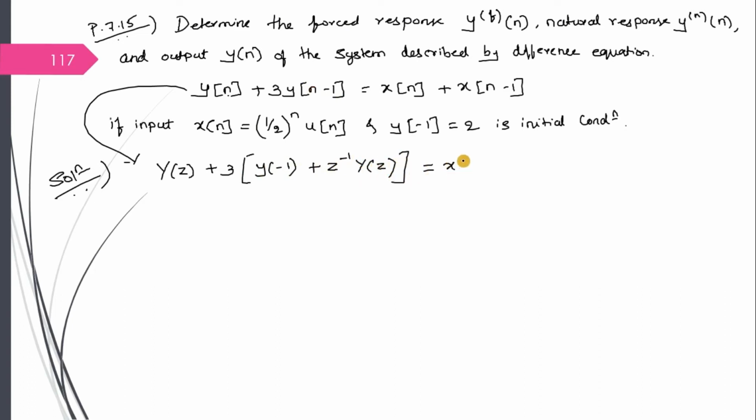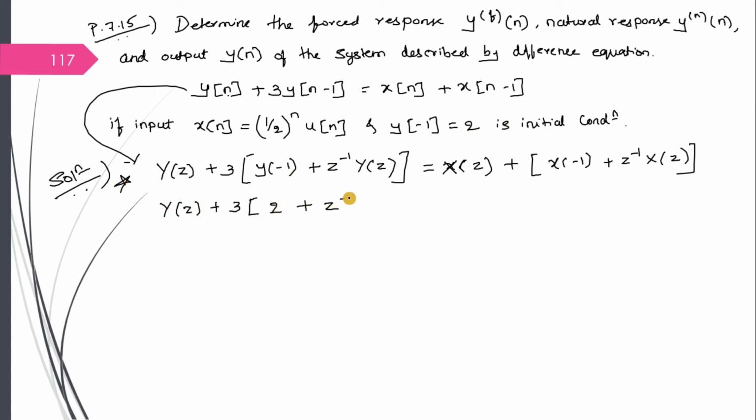This is equal to capital X of z plus, here same thing, I can write it as x of minus 1 plus z inverse X of z. That's it. This step is the important step. I star mark it. Rest everywhere it is simple. Y of z plus 3 into, what is y of minus 1? Refer the initial condition. It is 2. 2 plus z inverse Y of z.